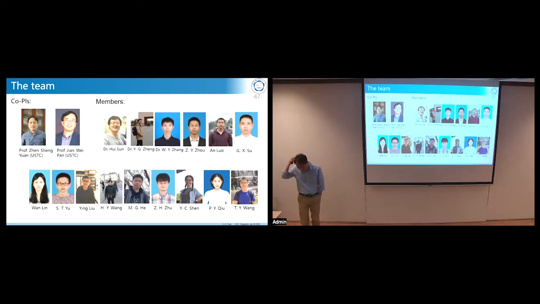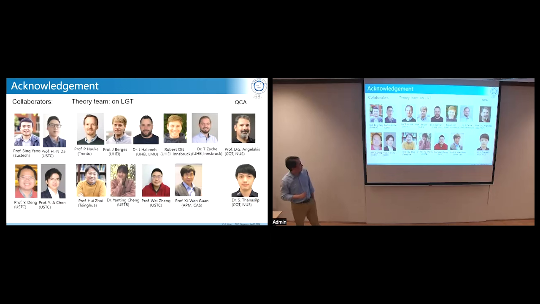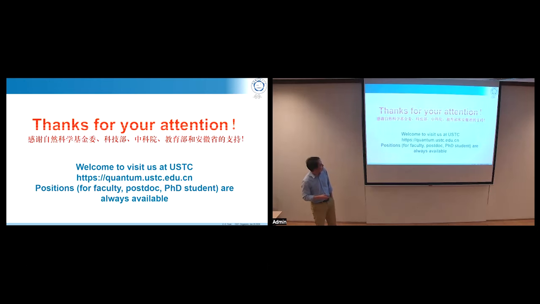And this is the team, myself and Jian-Wei as the co-PIs. We have a few postdocs and graduate and undergraduate students. We have the collaborators like Bing Yang, Han Ying, Youjin Deng, and Yu-Ao Chen, who are all based at USTC. Bing Yang was in Heidelberg and moved finally to SUSTech as a professor there. And we have these guys. We are working together on the topic of lattice gauge theory and with Professor Angelakis and his student, now moved to Switzerland, right? We're working on the quantum computational advantage experiment. I thank you for your attention.